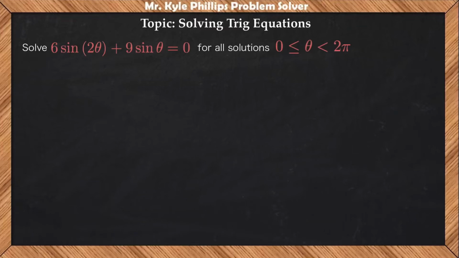Hey everybody, so in this video we are going to be solving trigonometric equations. So here it says solve 6 sine of 2 theta plus 9 sine theta equals 0. And they want us to find all the solutions from 0 to 2 pi.